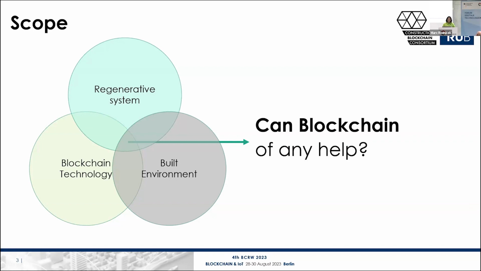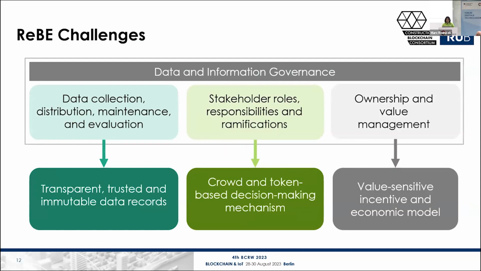And then we investigated how blockchain can help with this matter. And as we know, here are all blockchain experts. So for data collection, distribution, and maintenance evaluation, blockchain as a transparent, decentralized ledger technology offers trusted and immutable data records, and possibly a shared common pool resource. Second, for stakeholders, we can use crowd and token-based decision-making mechanisms like decentralized autonomous organizations in the blockchain crypto field. And third, for ownership and value management, we can investigate value-sensitive incentive and economic models. So these are the three strengths of blockchain that we see could fix some of the challenges of the regenerative built environment.